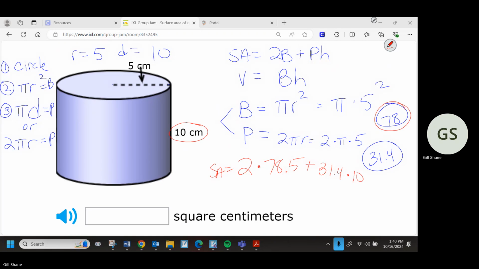So that is surface area. Oh, wait, no, it's not the right answer. 314, yeah, that was just the second part. What's the overall answer? 314 plus that. About 471.